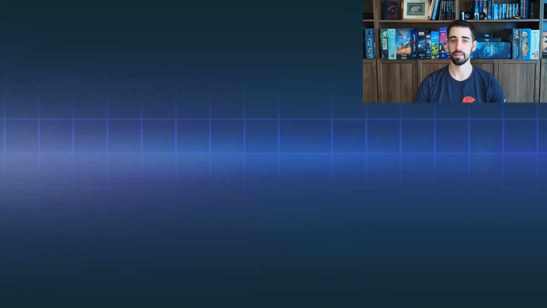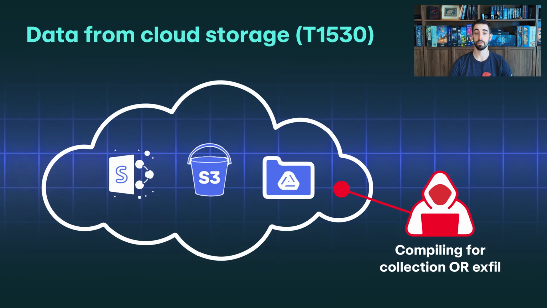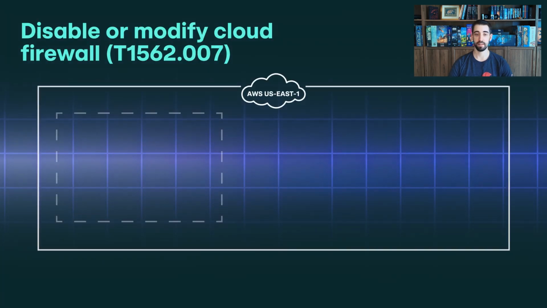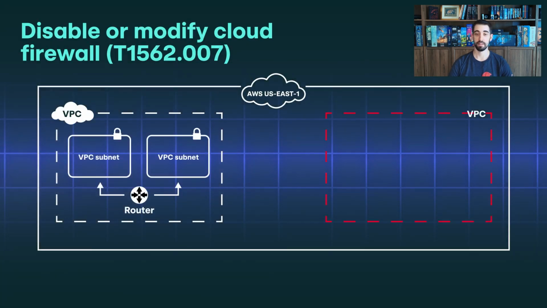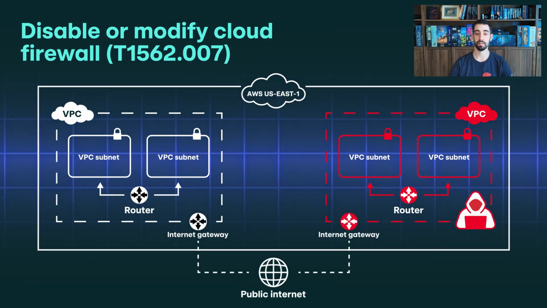So what are these techniques? Data from cloud storage can take many forms across different services such as SharePoint, Google Drive, S3, and others. It is simply an adversary accessing data from cloud services for collection or exfiltration. The second technique, disable or modify cloud firewall, is an adversary simply disabling or adding access to security policies that would allow them ingress into an environment. This could take the form of creating a VPC with a security group that allows public access through SSH in AWS.